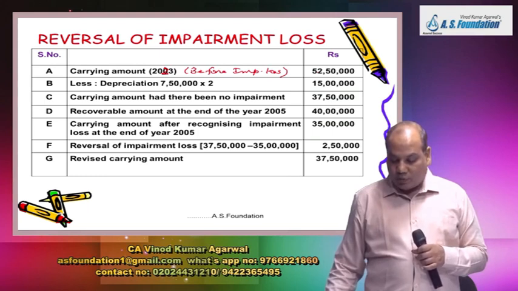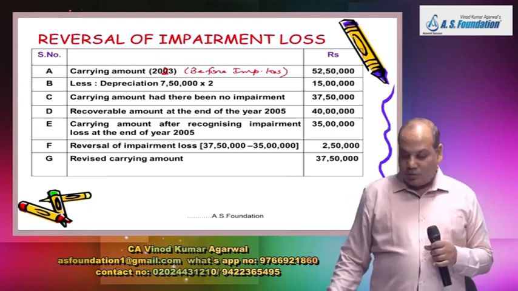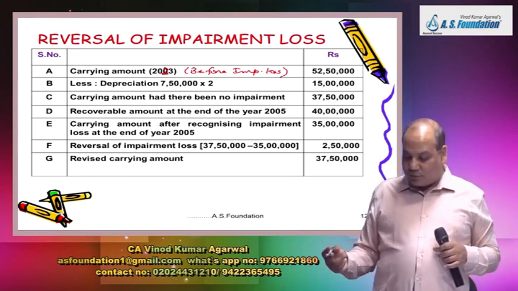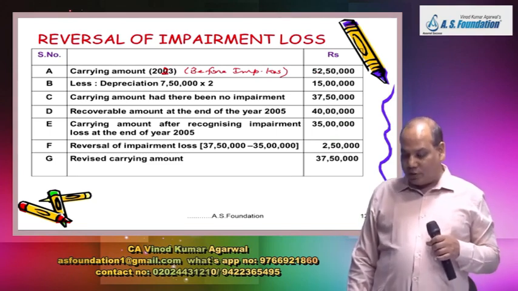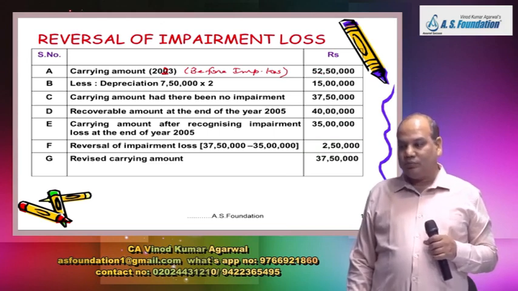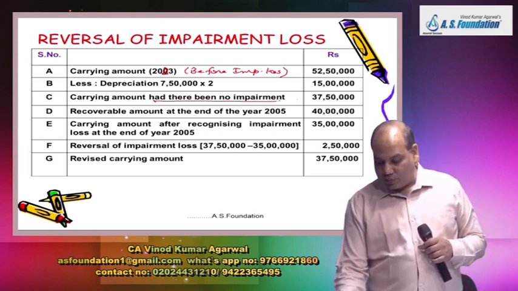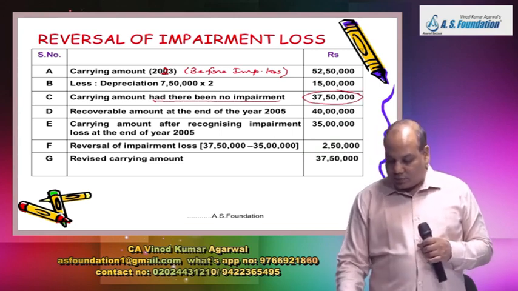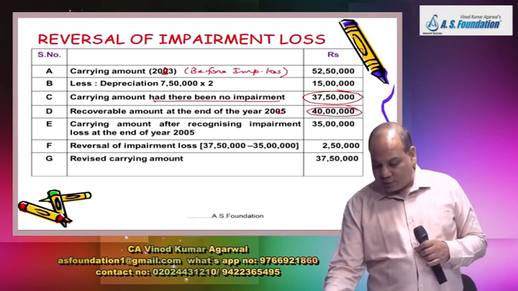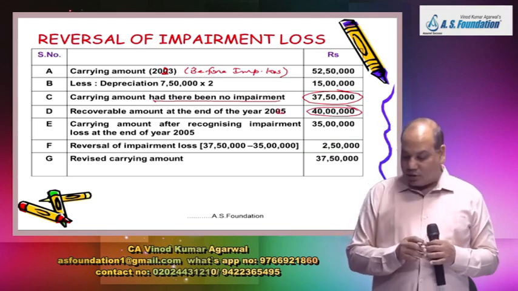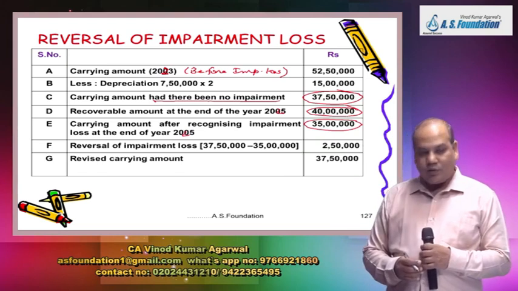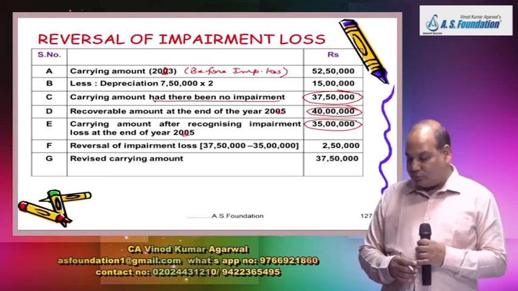Then we would have provided depreciation on original value for 2 more years. So 7,50,000 into 2, 15 lakh. Therefore, carrying amount, had there been no impairment, 37,50,000. This is one number. Recoverable amount at the end of 2025, 40 lakh. Another number. Carrying amount after providing impairment loss at the end of 2025, 35 lakh.